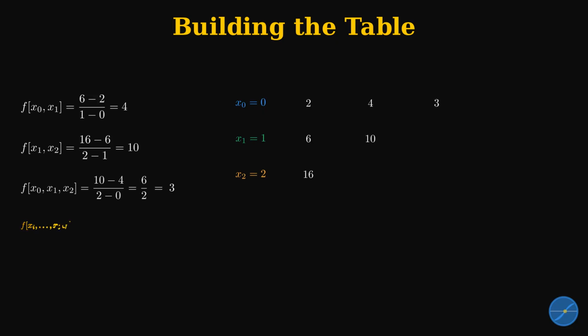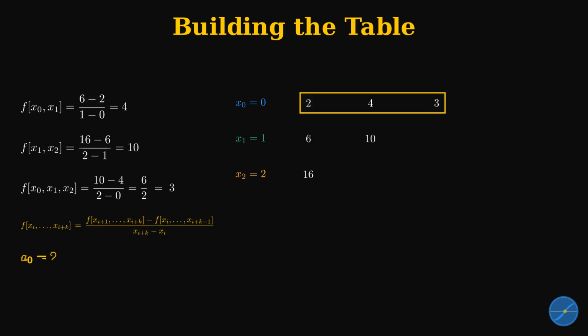So there's the rule, in plain words. Any difference is the one below minus the one above, divided by the outer two x's. Why divide by those two? Because a difference measures a rate. Column 1 used a gap of 1x, column 2 spans 2 x's, each column reaches wider. Here's what the table gives us. The Newton coefficients are the top edge, the very first entry of each column. 2, 4, 3, those are our a0, a1, a2. We read them straight off.